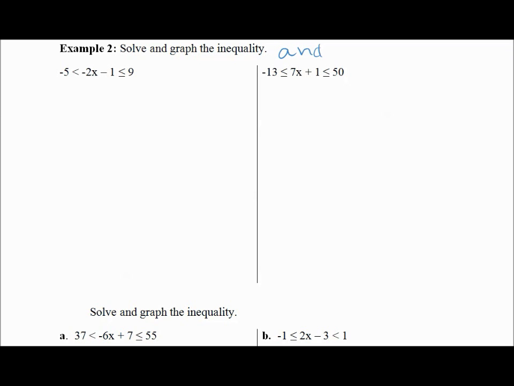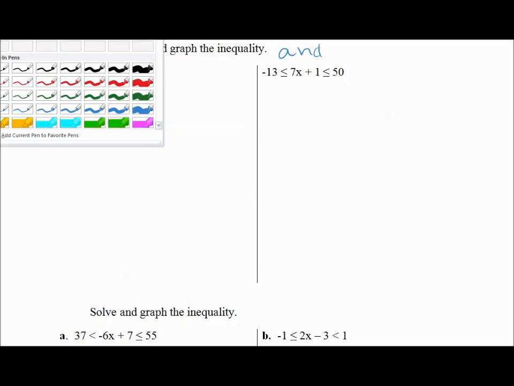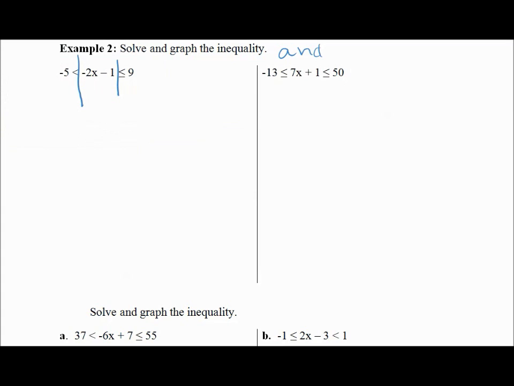And we have a basic idea of what the graph should look like. When I look at this, I see that I have three sections: one on the left, something in the middle, and something on the right. If I were to cover this side up, this just looks like the inequalities we've been solving in the past.